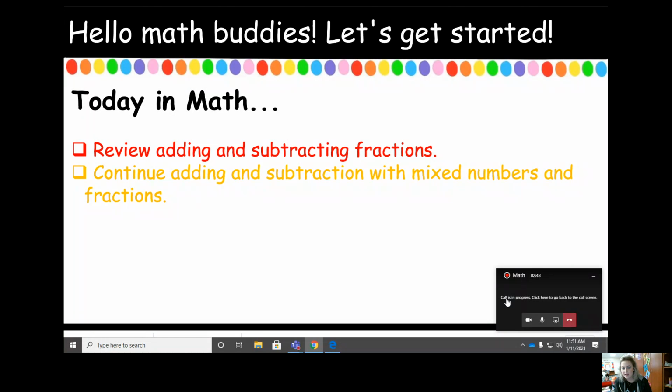Let's go ahead and get started with what we have going on today in math. We are going to review adding and subtracting fractions from what you learned yesterday, and then we're going to continue with adding and subtracting fractions. However, we are going to be adding and subtracting with mixed numbers and fractions. So let's go ahead and get started.